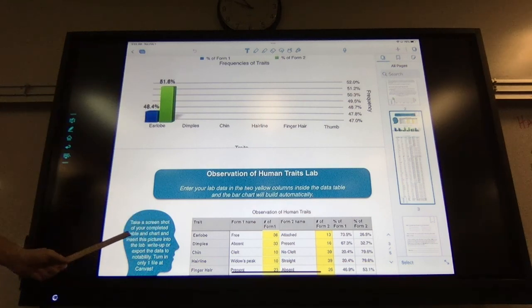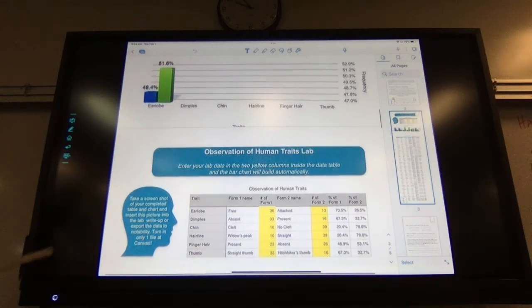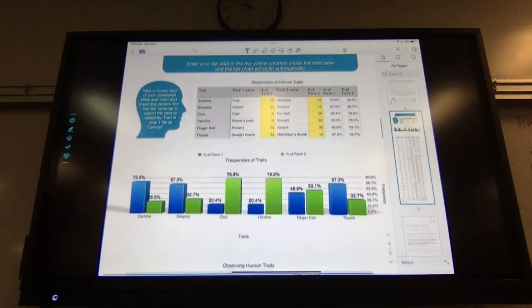And so then you're going to have your data. Don't do a screenshot. We exported it.